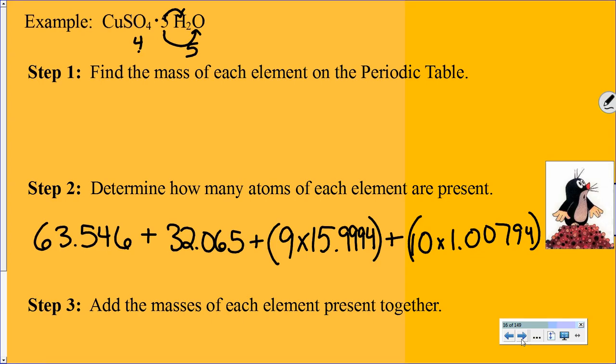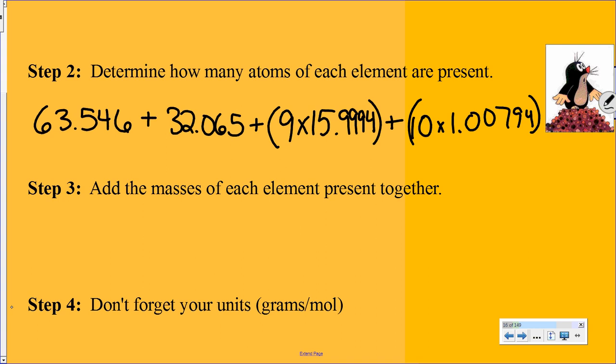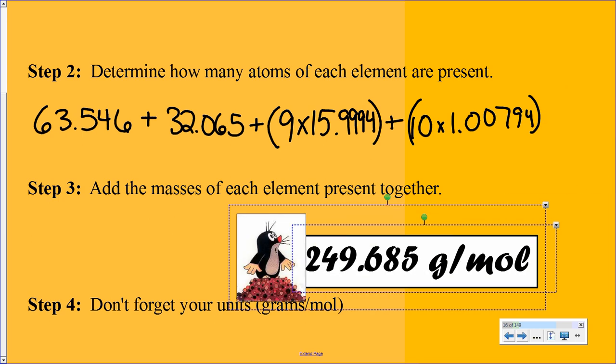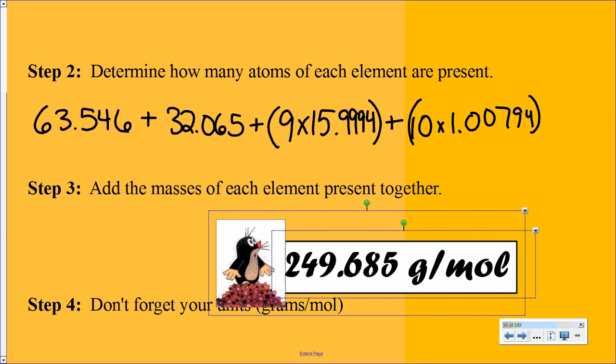Now we're going to add all those together. So you can take a minute, punch them into your calculator. Pause the video if you need to. It's a lot. And what you will get is 249.685. So we're able to keep 3 decimal places there. We're limited by copper and also sulfur.